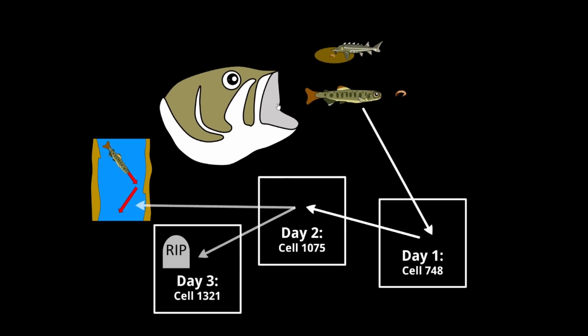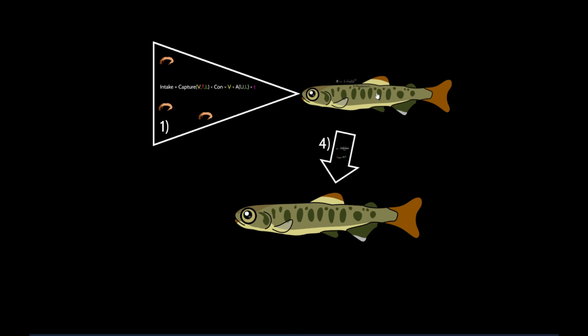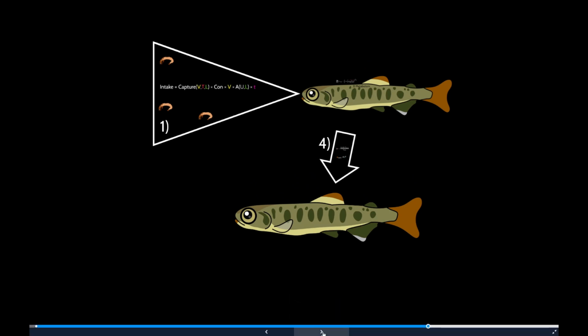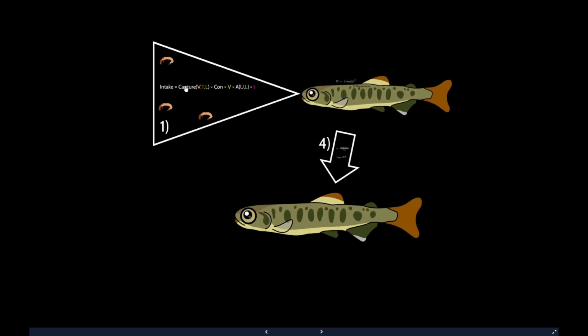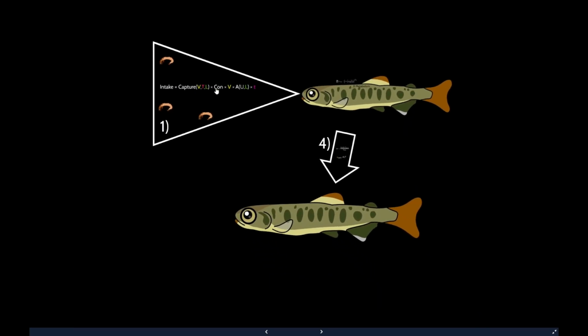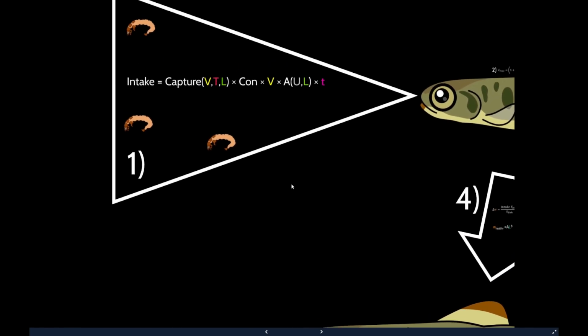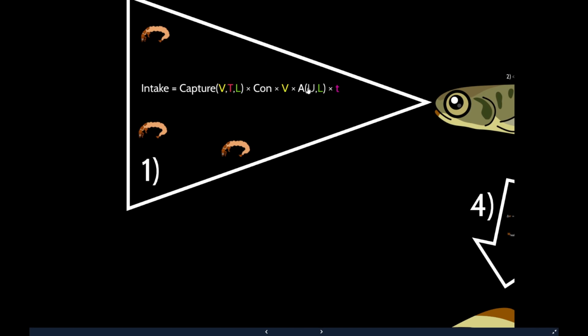Let's talk about salmonid feeding. Salmonid feeding is drift feeding. The fish hang out in the water column and catch prey that goes by. I'm going to go back here and talk about this first. First of all, the intake of the fish is a function of capture success, concentration in the water column, velocity of the water column as it goes by, the area over which the fish scans, and the temperature.